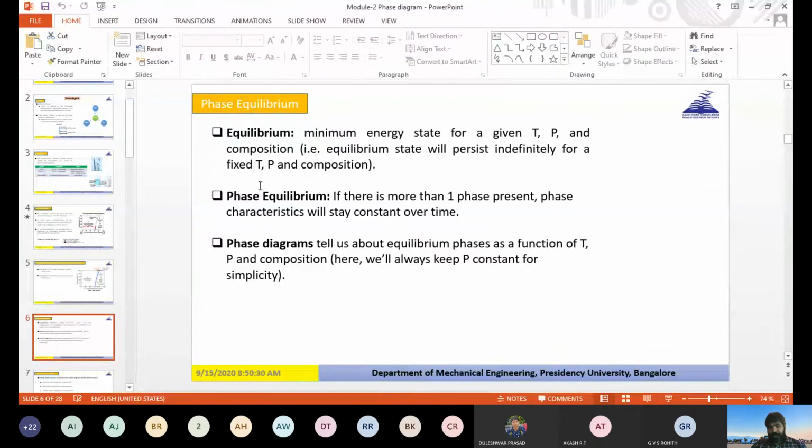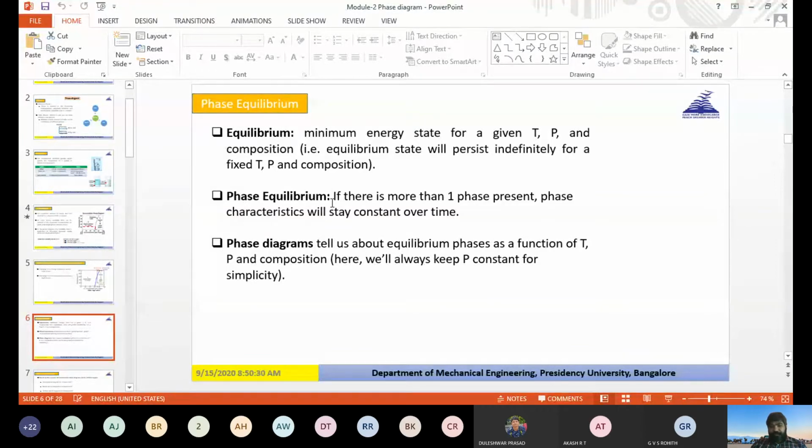Now what is phase equilibrium? Phase equilibrium means here we are having more than one phase, then only we can talk about phase equilibrium. If there is more than one phase present, phase characteristics will stay constant over time. So the phase characteristics is going to be constant over time, means it is not going to change. Then we can call it a phase equilibrium.